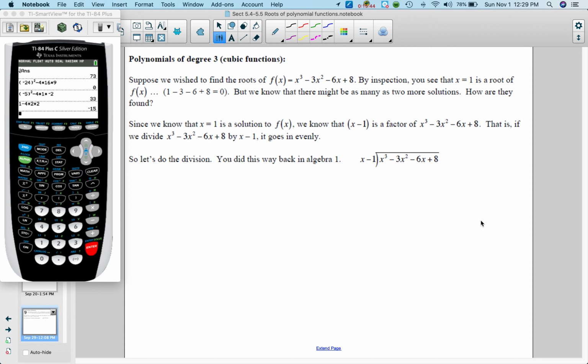Now we are finally to the place that it's a little bit new. Polynomials of degree 3, which are cubic functions. Suppose we wish to find the roots of f of x equals x cubed minus 3x squared minus 6x plus 8. So we start off with, by inspection, you see that x equals 1 is a root. But we know that there might be as many as 2 more solutions. Remember, if it's cubic, then there's a potential to have, at the most, 3 zeros.